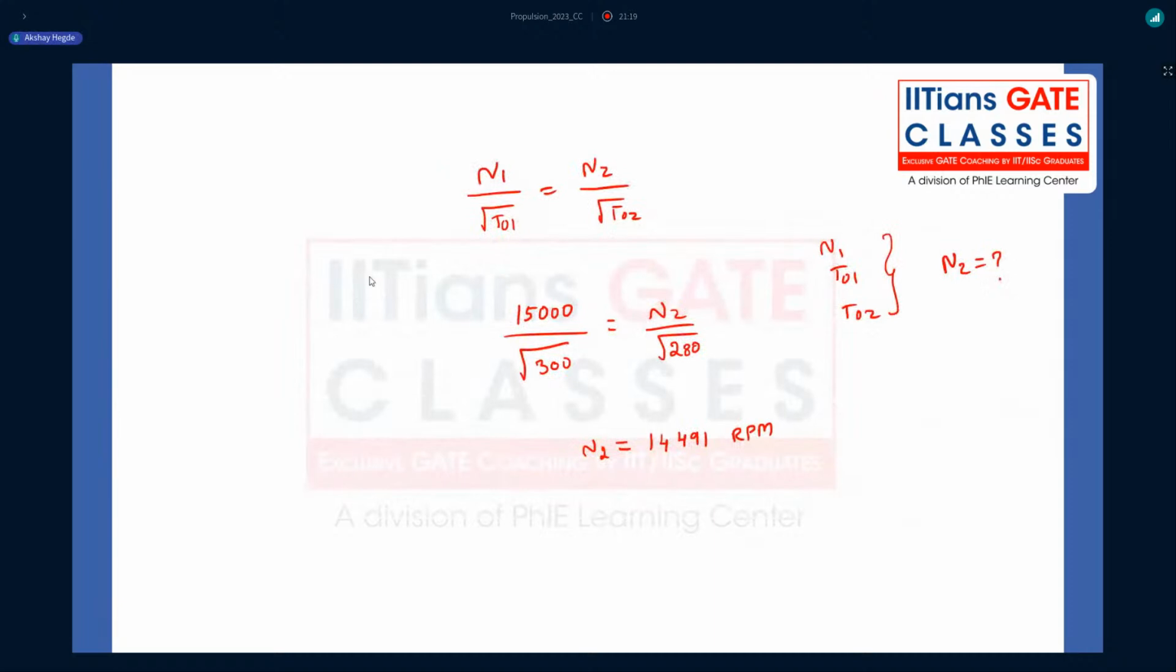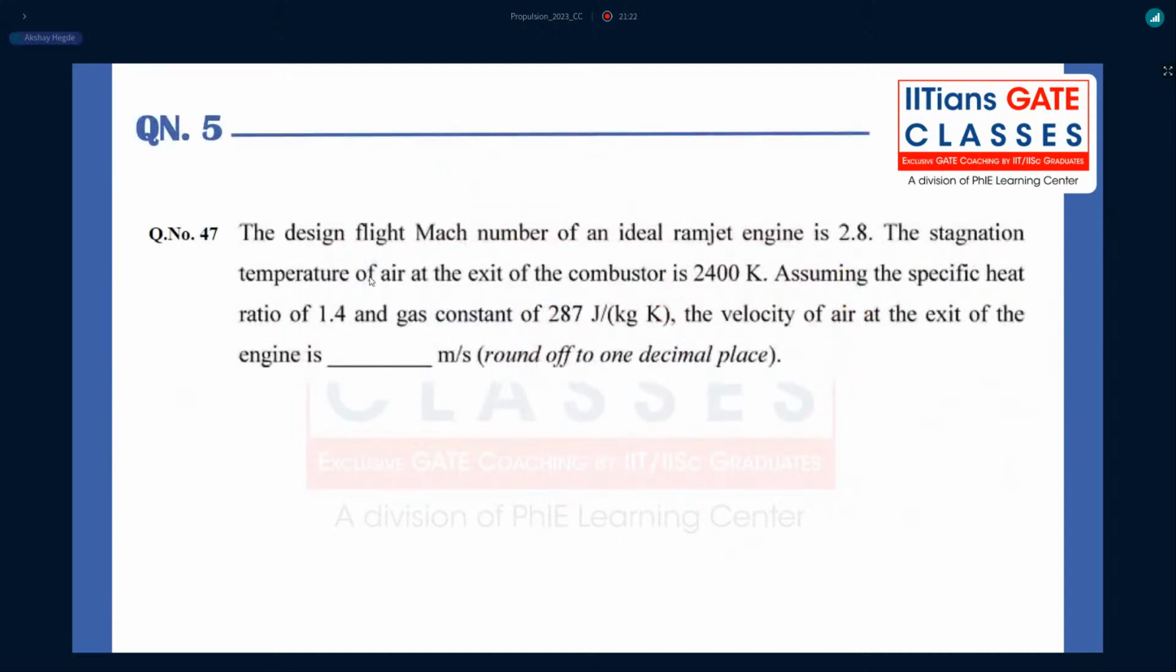Okay. So now we will move on to the next question. That is question number 5 for this session. It's again a 2-mark question. The design flight Mach number of an ideal ramjet is 2.8. The stagnation temperature of the air at the exit of the combustor is 2400 Kelvin. Assuming a specific heat ratio of 1.4 and gas constant of 287 joules per kg Kelvin, the velocity of the air at the exit of the engine is. So it's again a straightforward question.